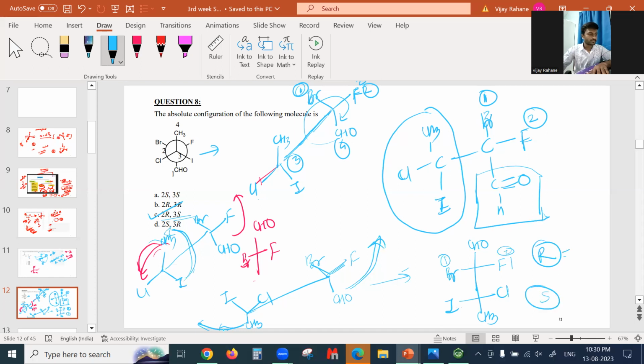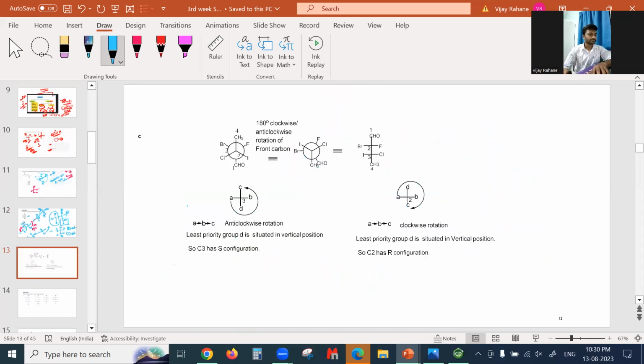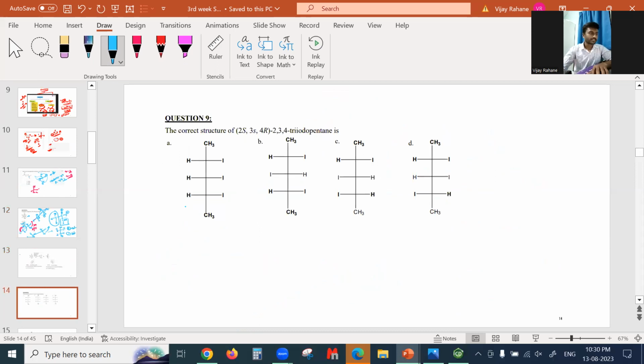So it's C2R and C3S. C2R and C3S, that is, this option C is the correct option. Right.